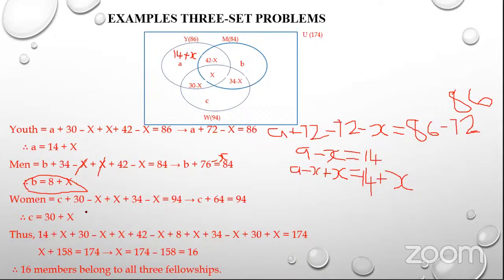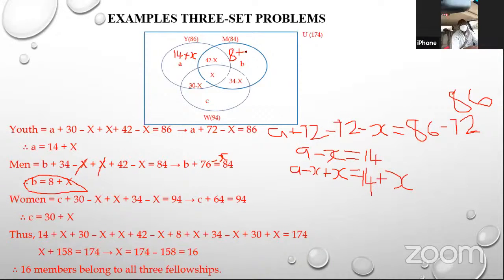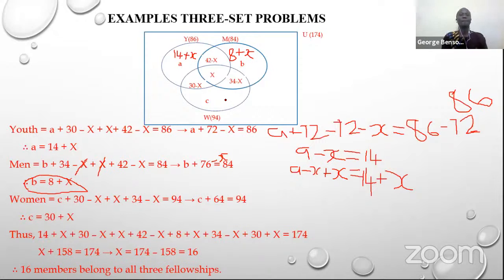Then the same will apply to the human fellowship. So we take it set by set. Is that okay? So we'll go to the human fellowship too. We'll pick this region C. Then this region, let me quickly add this one, so this will be 8 plus x. Is that okay?